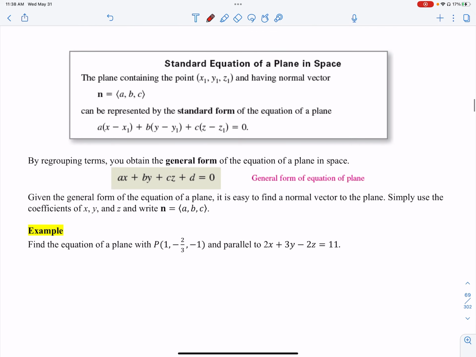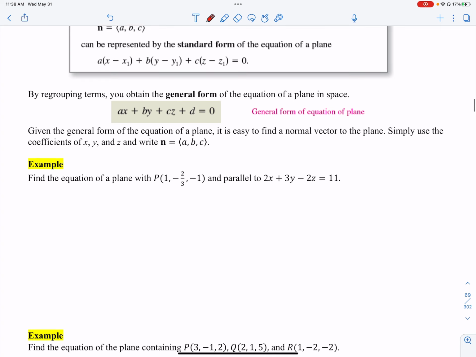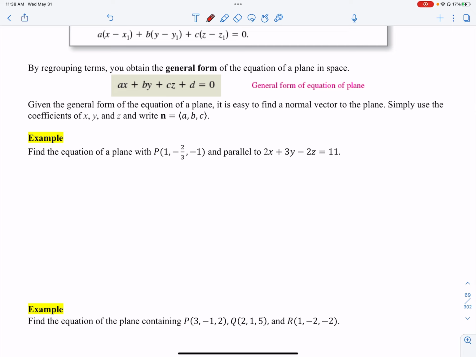So I have typed up there for you, nice and pretty, general form and standard form, given everything. We're going to work a few examples here. Find the equation of a plane with a point, and that's parallel to that. So for a plane, this may be a good note to take: you need a point, and not a directional vector this time, but a normal vector. So we need a vector that is orthogonal to the plane.